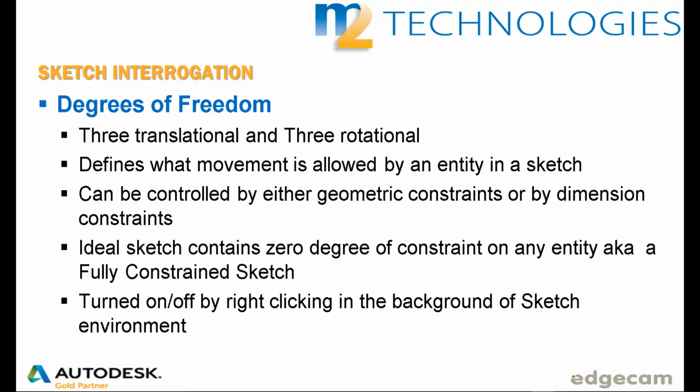To display or hide the glyphs representing the degrees of freedom, you can right-click in the background of a sketch and select Show All Degrees of Freedom. This will display glyphs associated with all under-constrained entities. All fully constrained entities will have no degree of freedom glyphs. If you do have any available degrees of freedom glyphs shown, as you continue to place constraints and dimensions, these glyphs will disappear or be consumed.